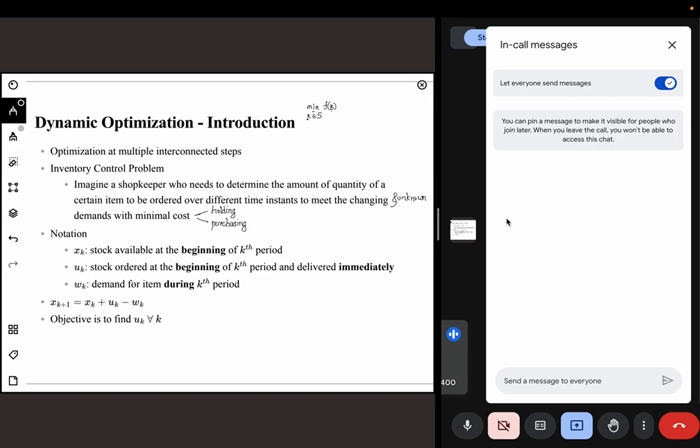The notation that we're going to use, which has been used in the lecture videos, is that we define xk as the stock available at the beginning of the kth period. So our decision horizon is divided into some periods.